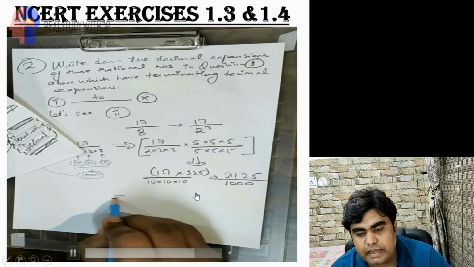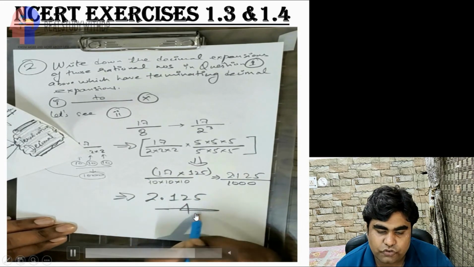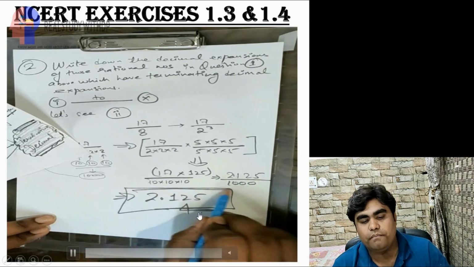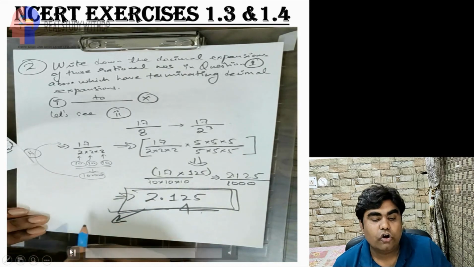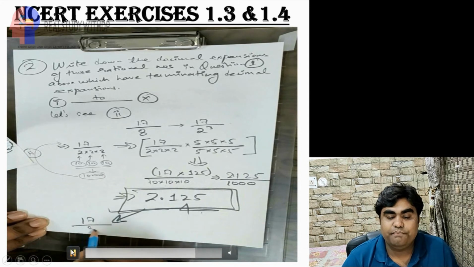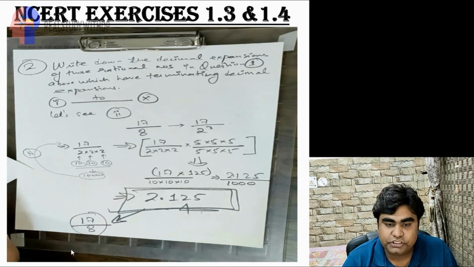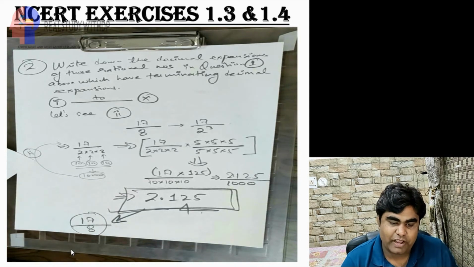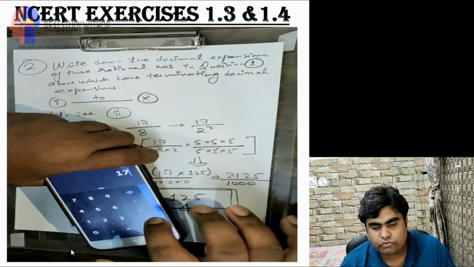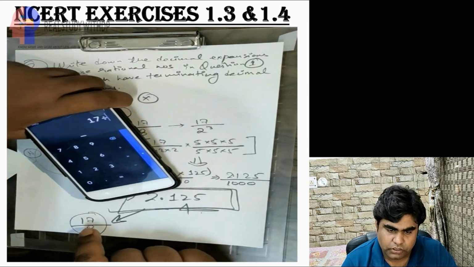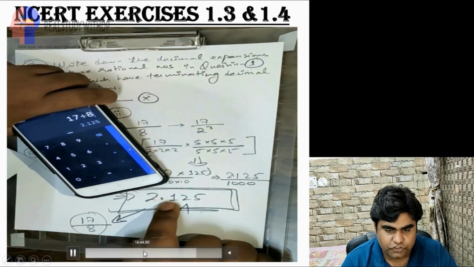So ultimately this number can be converted into 2.125. So this is how we can perform the conversion of those numbers which are of terminating kind, by observing and by performing the prime factorization of the denominator part. So let's check whether what we have done is true or not. 17 divided by 8 comes to 2.125.